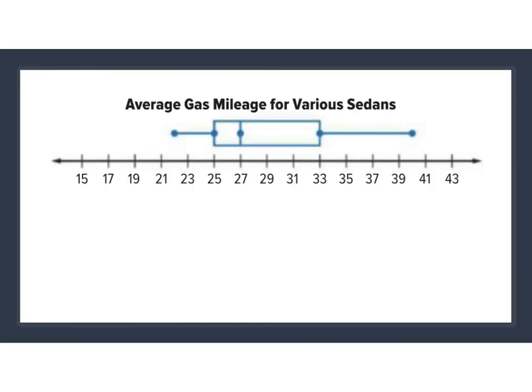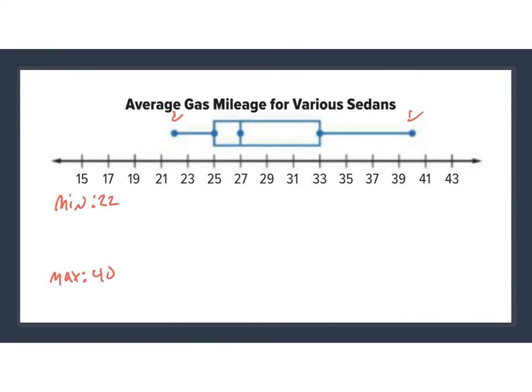Alright, so this has no context to it whatsoever, but we can figure out what the context is just by looking at the title and then using our 5-number summary. So it says the average gas mileage for various sedans. So those are like Honda Civics, Toyota Camrys, like those type of cars, 4-door regular cars. We know that the lowest average for some sedans is going to be right here. The minimum is 22. The max that I put at the bottom is 40.